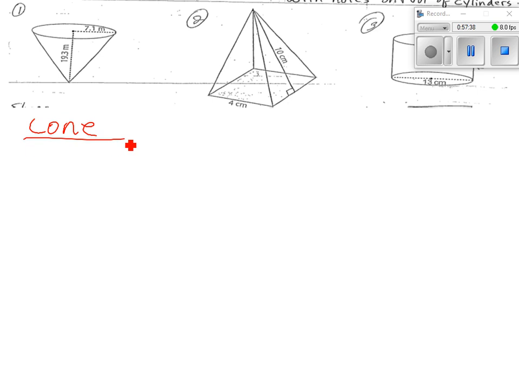Next, surface area. Somebody help me out. For surface area, what's the formula? Well, do we know the slant height? No, we don't know the slant height. Then we have to use the bottom one. So what's that formula? Pi times radius squared plus pi times radius times the square root of radius squared plus height squared. Is that right? Everybody agree with that?